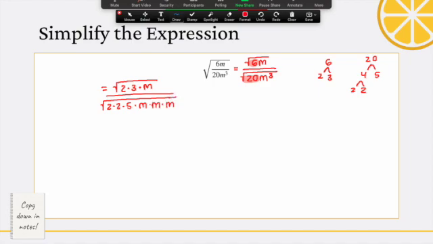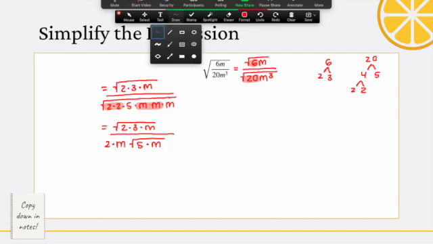Now on the top, there's nothing that I can take out because we're trying to pair them. There's no pairs, so I'm just leaving that alone. But on the bottom, I could take out a pair of 2's and a pair of m's. When I do that, I'm left with 2 times 3 times m. And on the bottom, I have the 2 outside and the m on the outside. And I'm left with 5 times m. That still needs a pair.